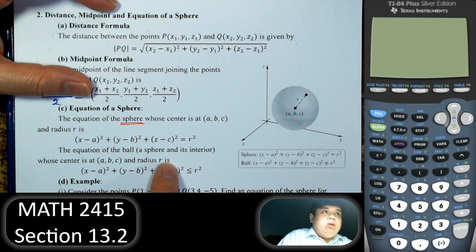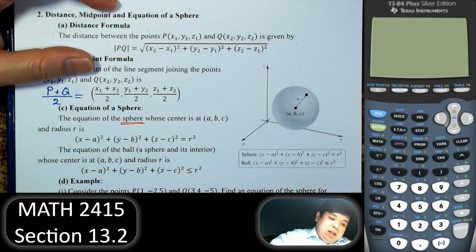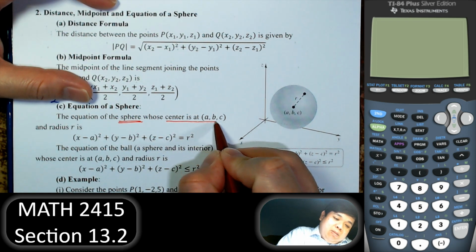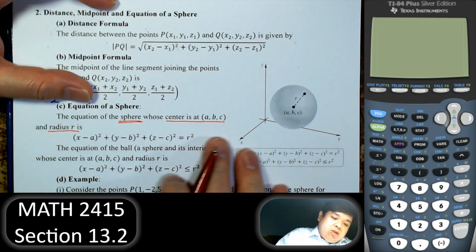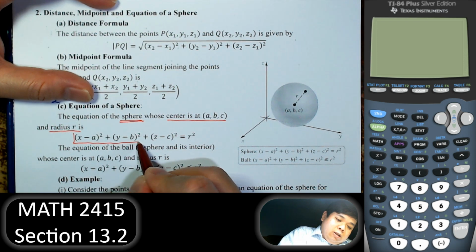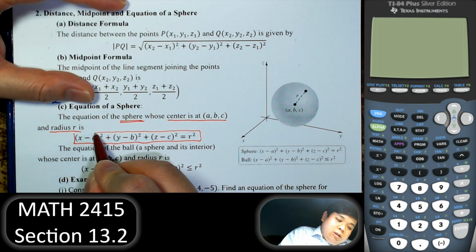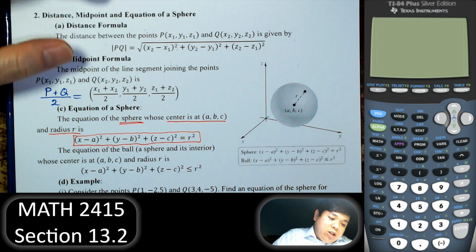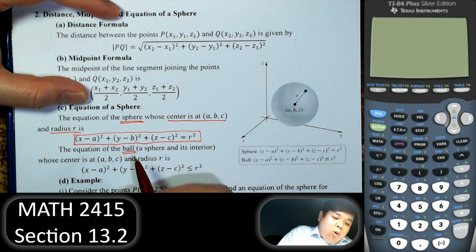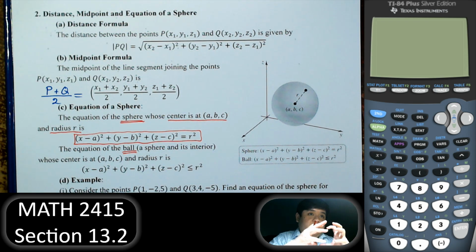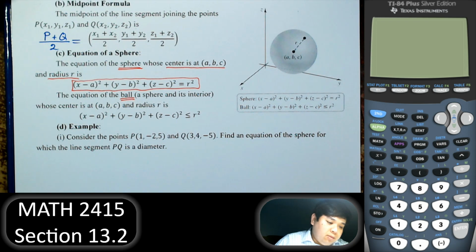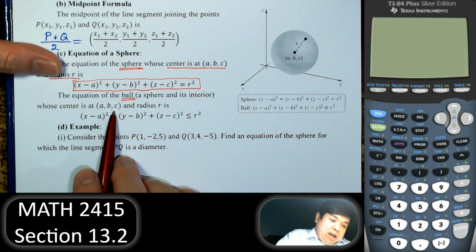Now we have one more equation of a sphere. The center is at (a, b, c), radius r. So that's what we have. The equation of a ball. The ball is inside of the sphere and the sphere itself. So kind of a solid 3-dimensional object, and the center is still at (a, b, c), and radius r.